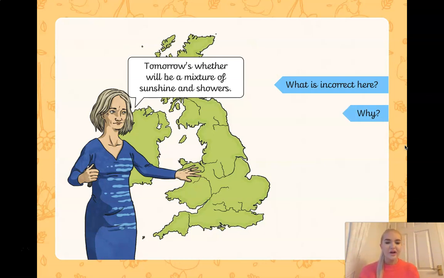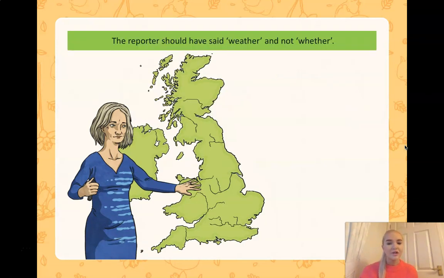Okay, how did you do? Did you find out that the word weather was incorrect? The weather reporter should have said weather, as in W-E-A-T-H-E-R, and not whether. When we are talking about the weather outside, so whether it's snowing or cloudy or sunny, we use this spelling of weather. This spelling of whether is used to express maybe some uncertainty about something. I don't know whether to go for a walk today. That would be how we'd use the second example of whether.